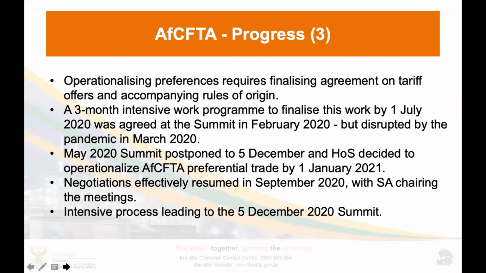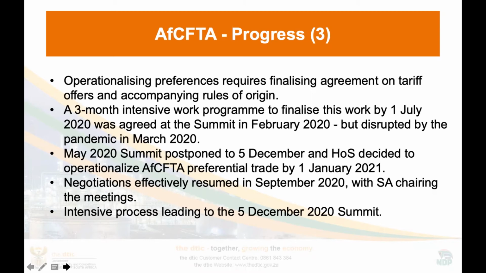In terms of how this trade happens, the summit put conditions that will allow for this trade to start flowing from the 1st of January. And in doing that, it recognized that not all the countries on the continent were on the same level of development and readiness to implement. So it understood that not all countries have ratified, not all of them have submitted tariff offers, and not all rules of origin were agreed. And therefore, the ramifications were that we will continue to negotiate rules of origin while also working for members to prepare their tariff offers.